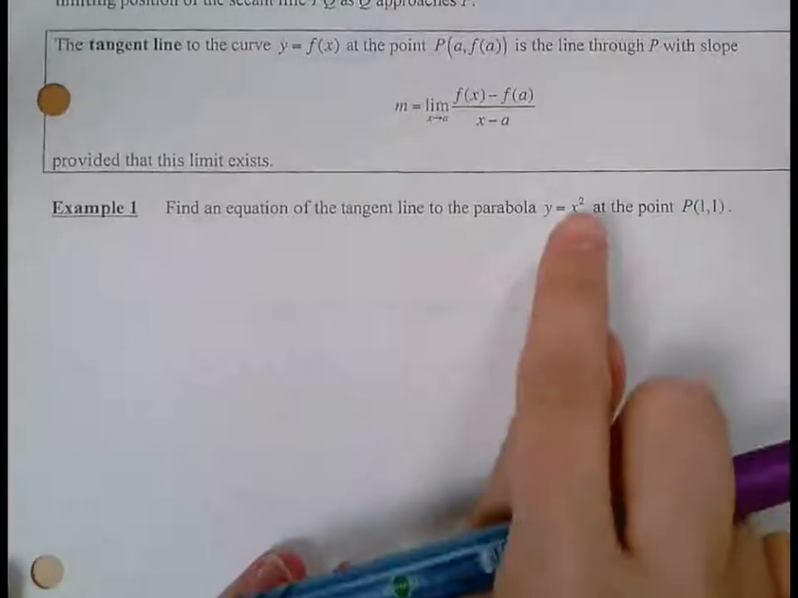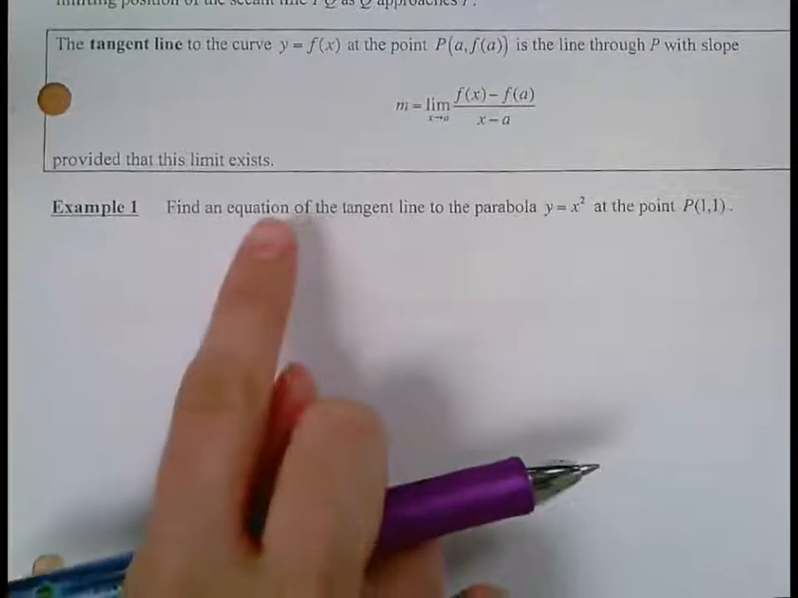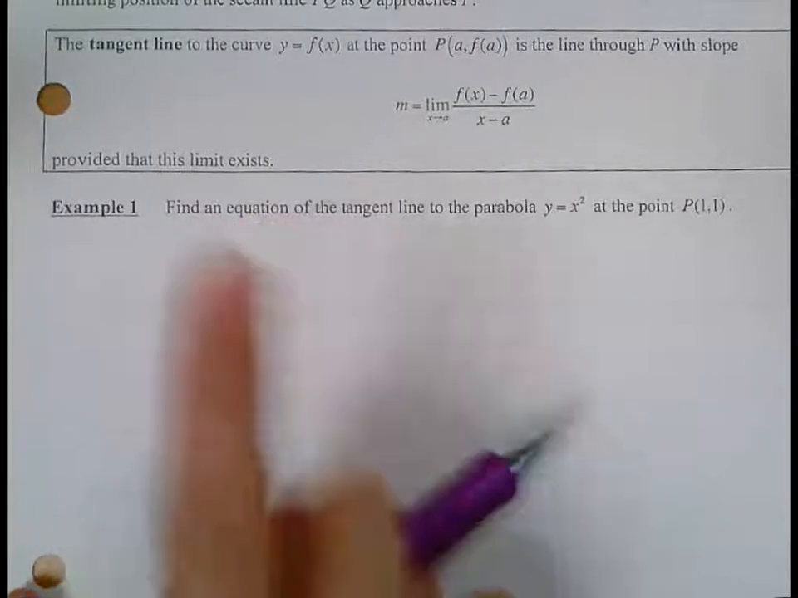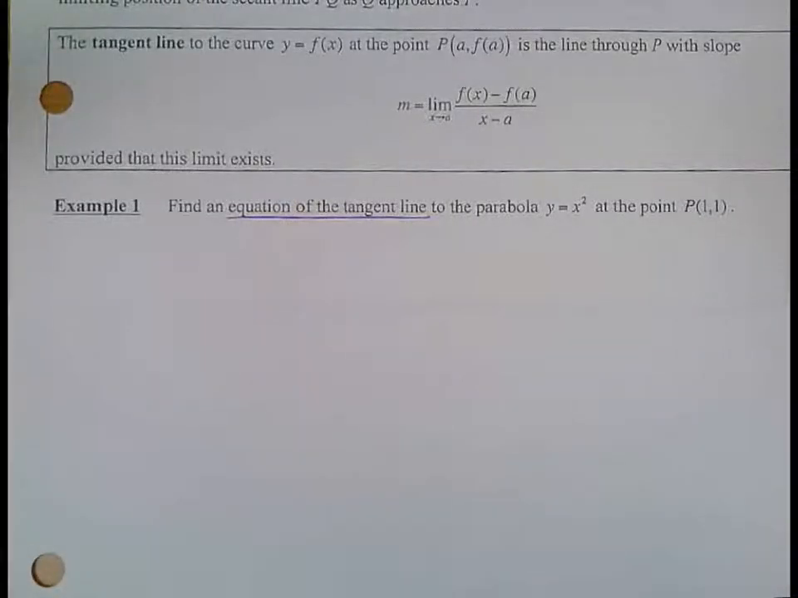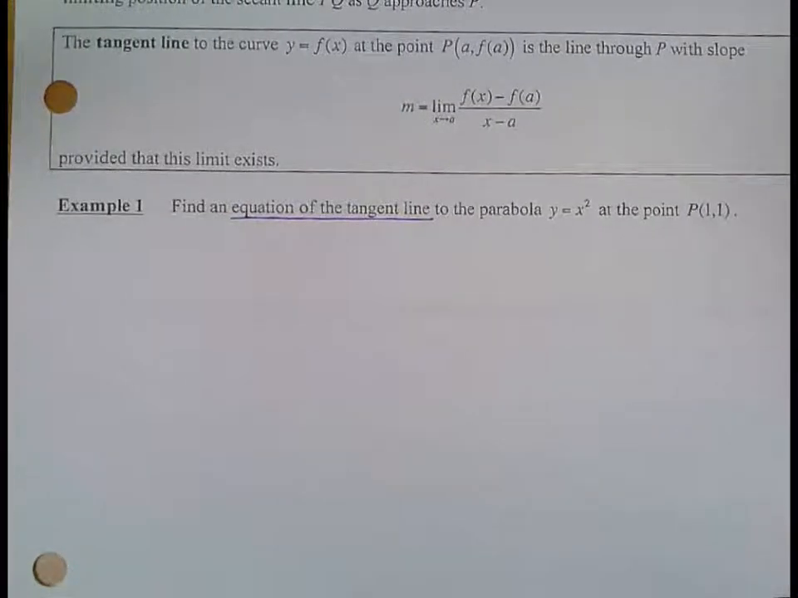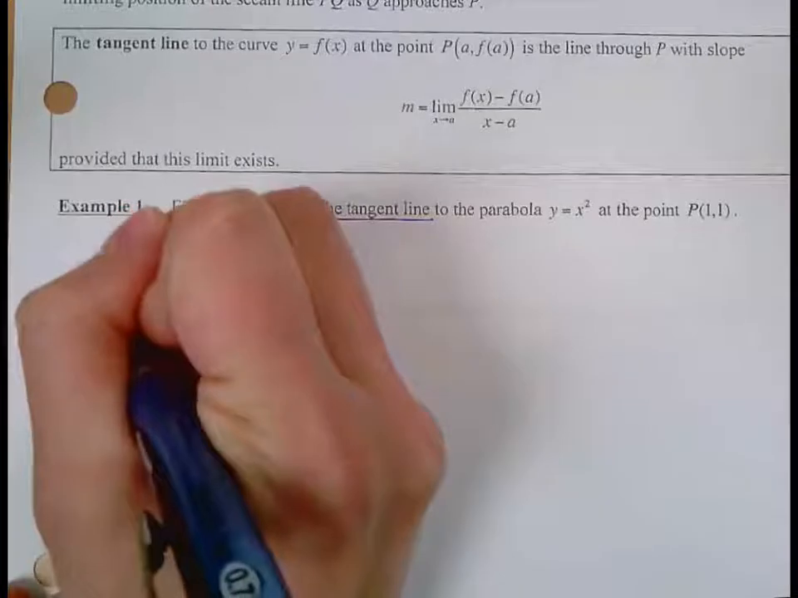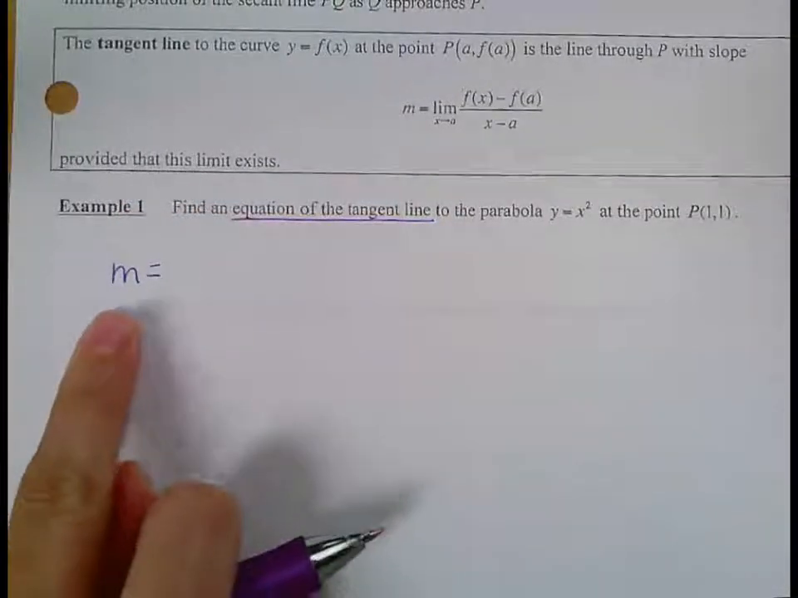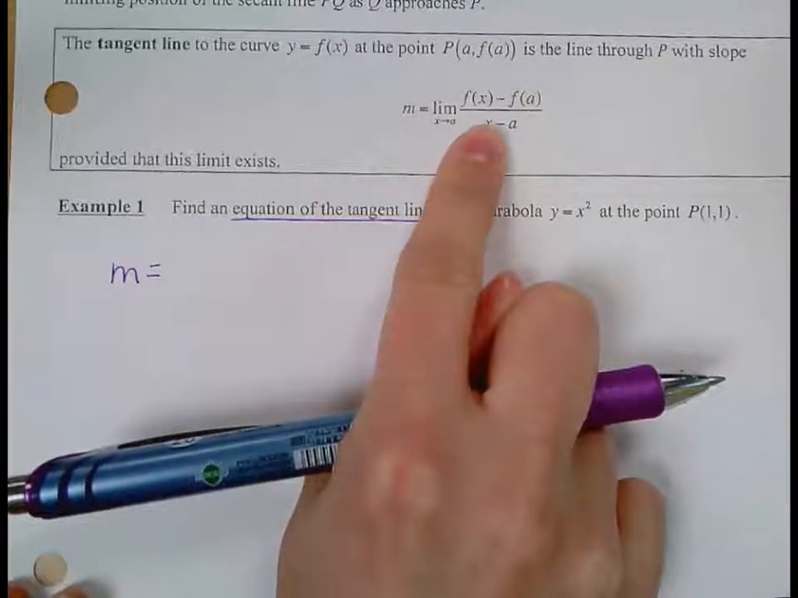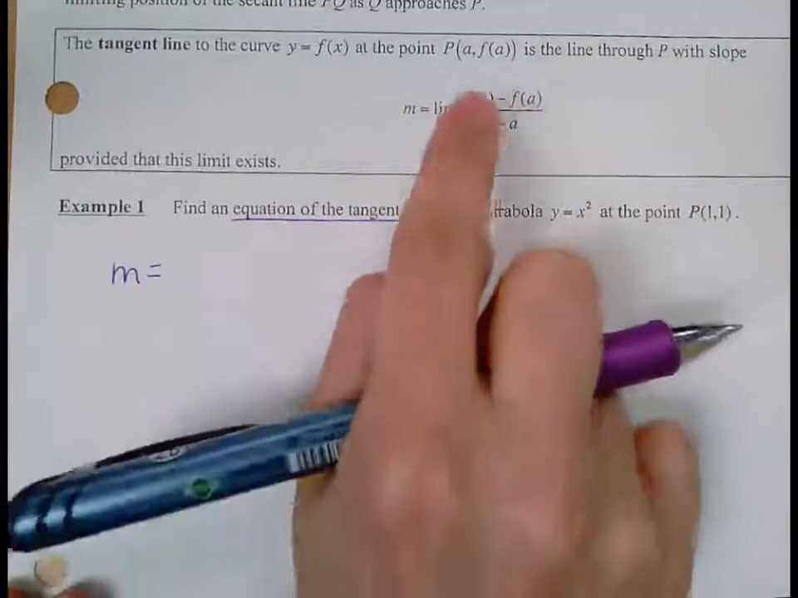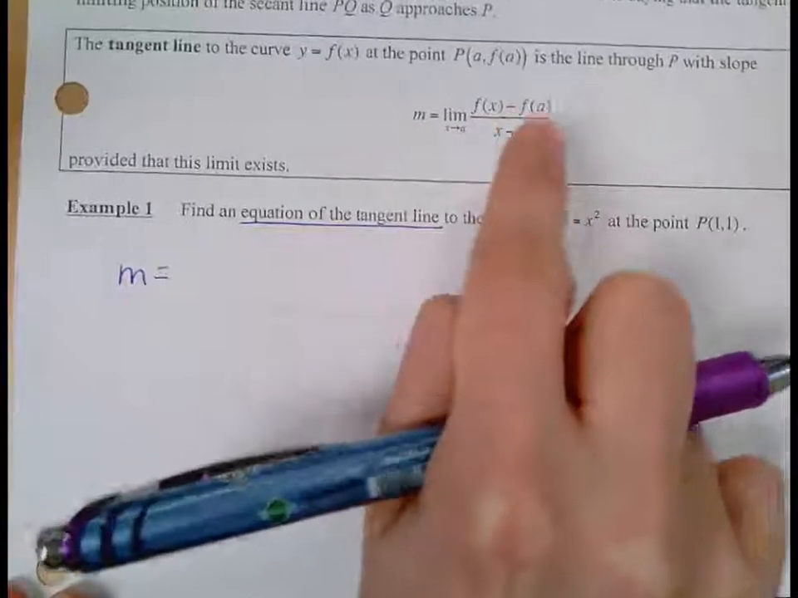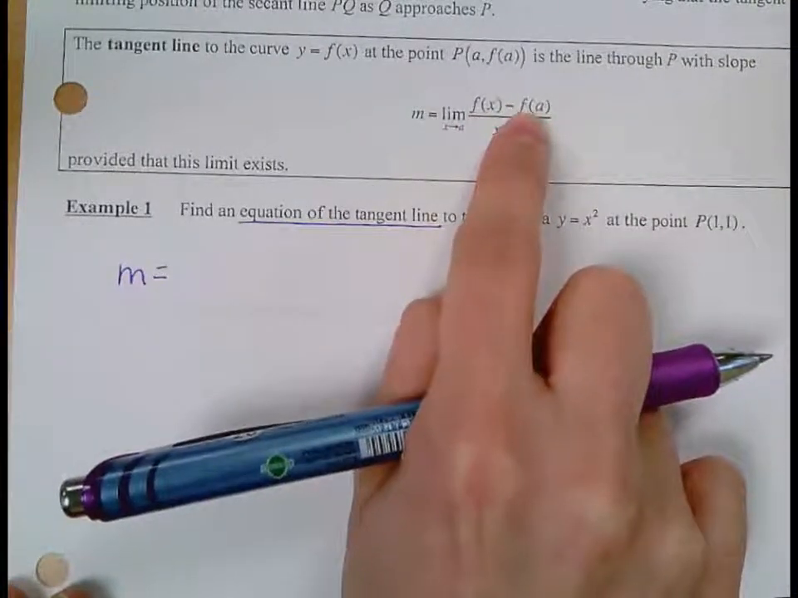All right, here's what you have to do. To find the equation of any line, so we're finding the equation of a tangent line, thinking back to algebra, if you need to find the equation of a line, you need a point and you need a slope. We have a point, we do not have a slope, so we need to find the slope of the tangent line. And to do that, we use this limit. And in this limit, you need to know what f of x is, and you need to know what your a and your f of a are.